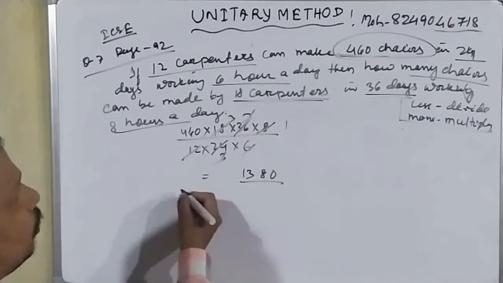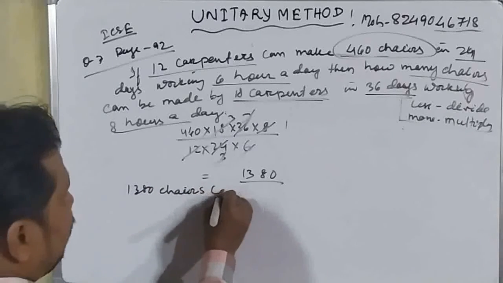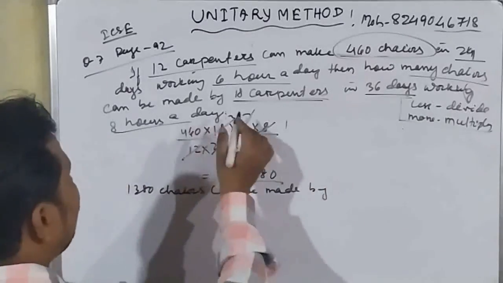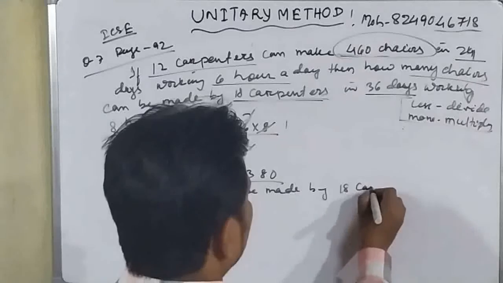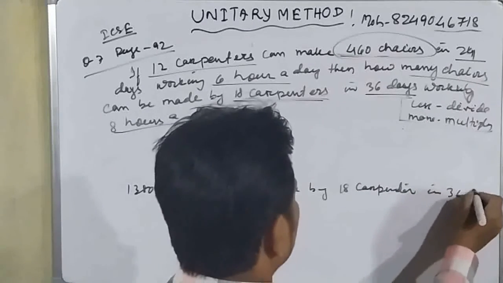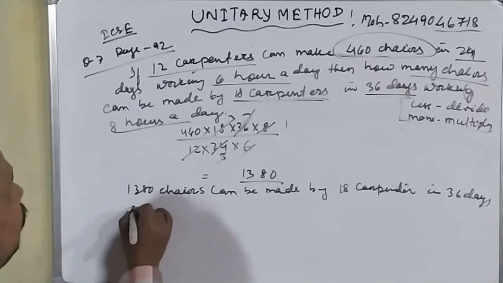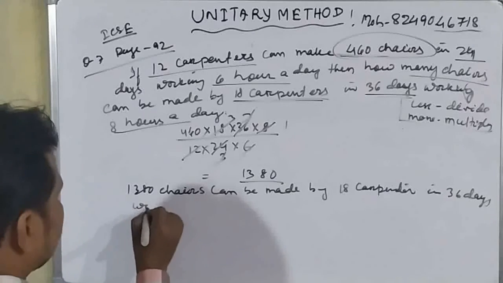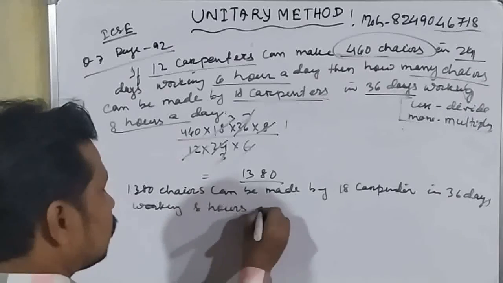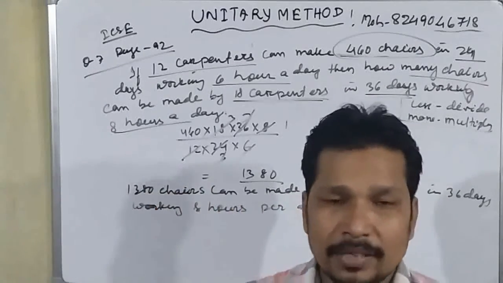So, 1380 chairs can be made by how many people? 18 carpenters in 36 days. In how many days? 36 days, working 8 hours per day. Okay, student? So we have done 2 examples here.